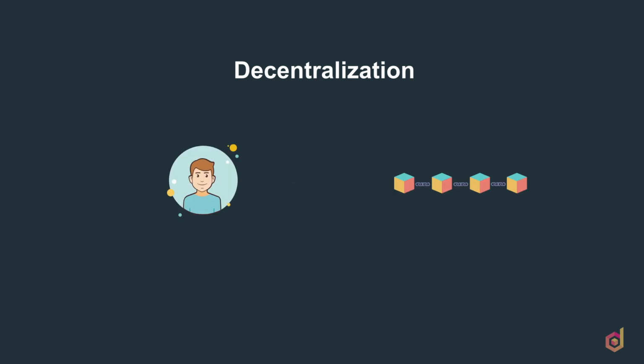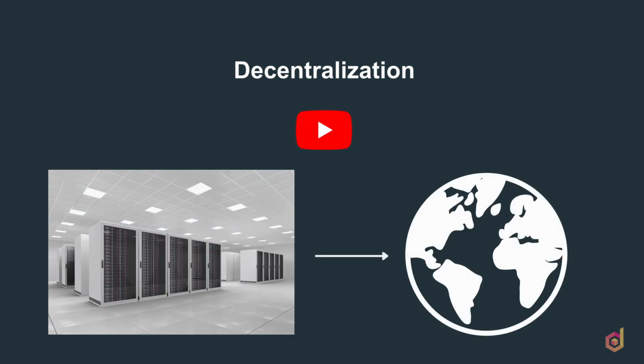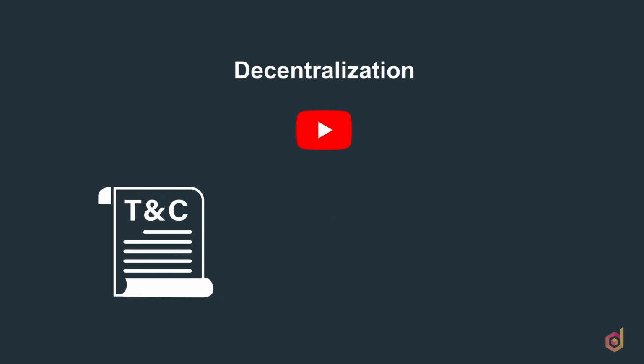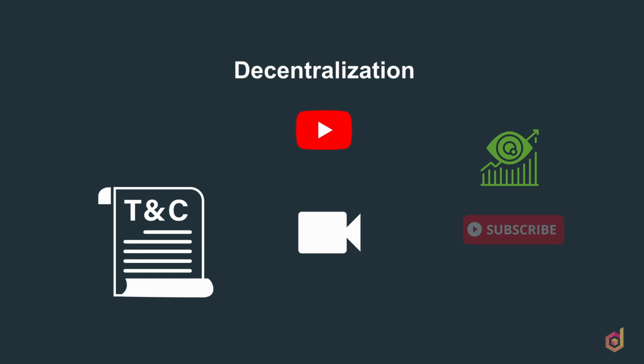As the name suggests, the blockchain is decentralized, meaning there is not a single authority which has complete control over a blockchain. We will see this with one example. Let's compare YouTube with Ethereum. In case of YouTube, all the data is stored on their data centers across the globe. Suppose you have created a video and want to upload it on YouTube. To do this, you will have to agree to YouTube's terms and conditions.